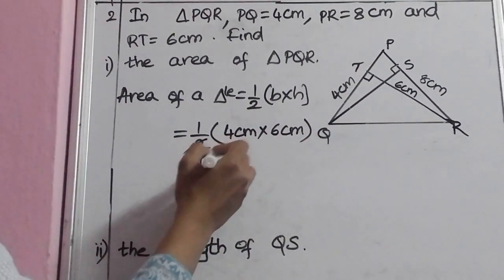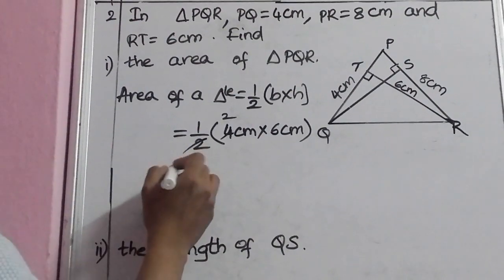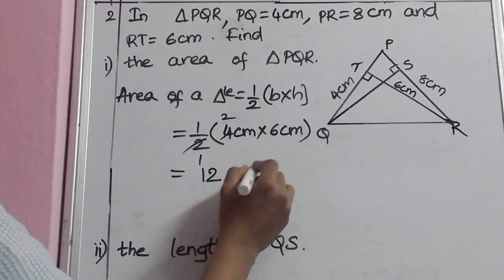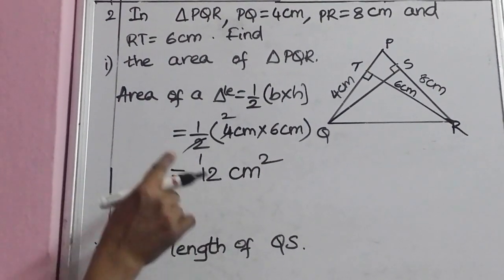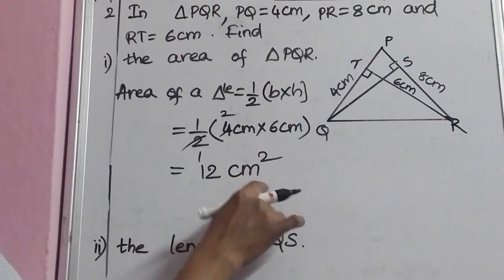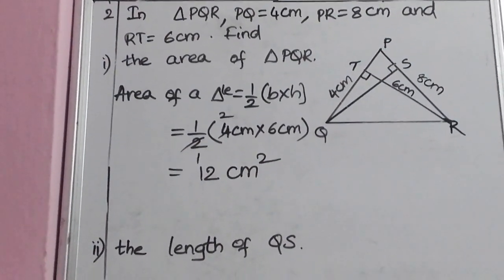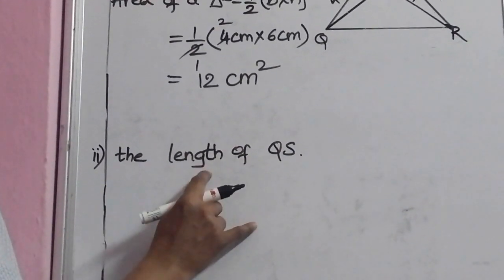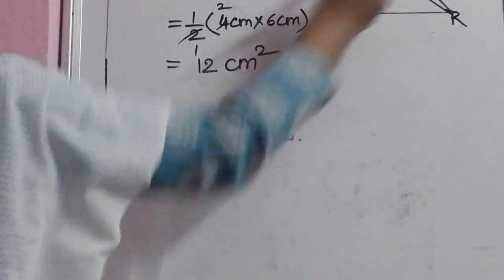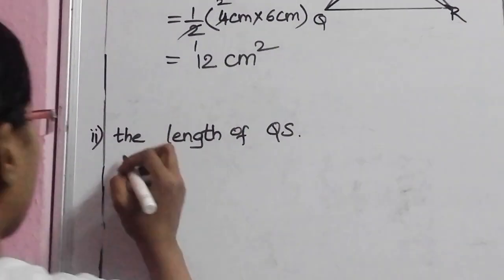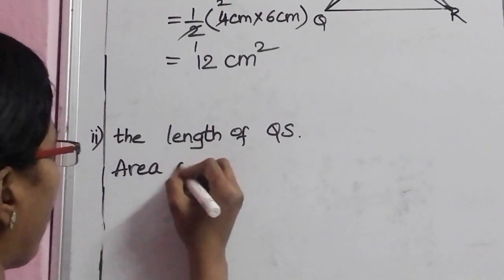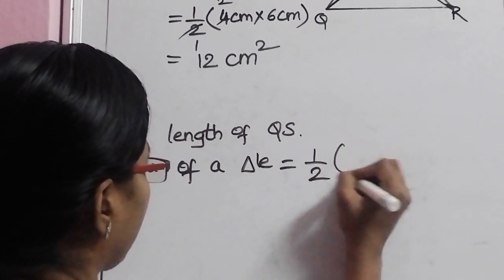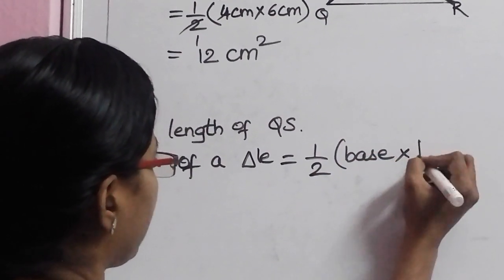Okay. Now cancel. 2 ones are 2, 2 2s are 4. Now 2 6s are 12. Centimeter into centimeter is square centimeter. So the area of the triangle PQR is equal to 12 square centimeters. Understood this? Now the next part what we have to do is we have to find out the length of QS. So let us write the formula. Area of a triangle is equal to half base into height.